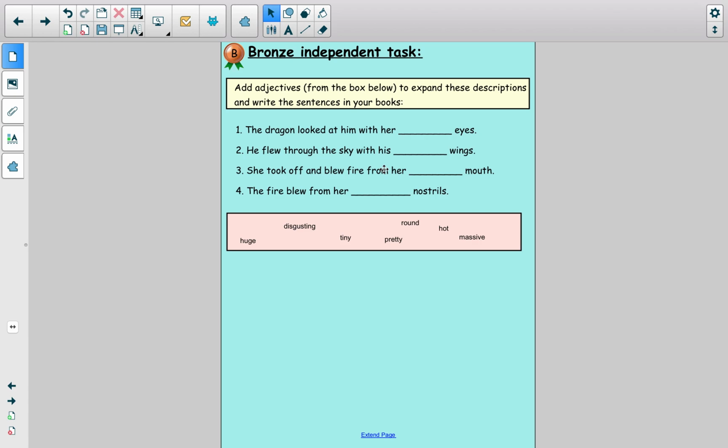Remember to take a picture of your work and send it to your teacher on Teams. Try your best and remember it's okay to make mistakes. Pause the video now and get describing.